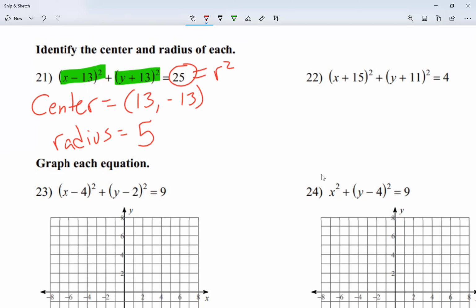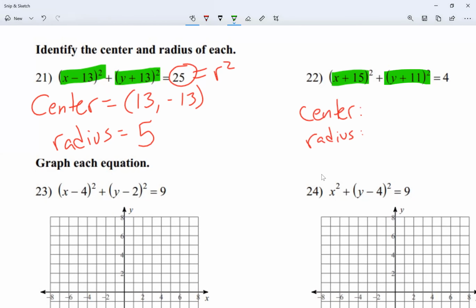Okay, now let's take a look at number 22. I need to find the center and the radius for this one as well. For the center, I'm going to use the values inside the parentheses. Just make sure you switch the signs. So my coordinates for my center are going to be negative 15, negative 11. Notice I switched the signs on both numbers, right? From positive, I went to negative. If they were negative, I would have gone to positive. So I've got to switch the signs.